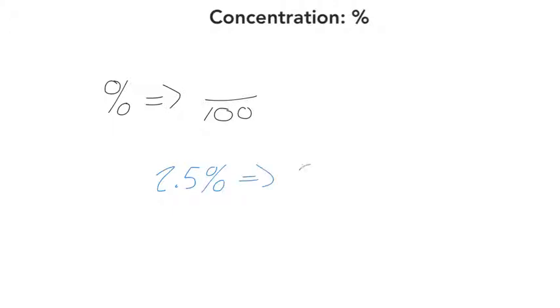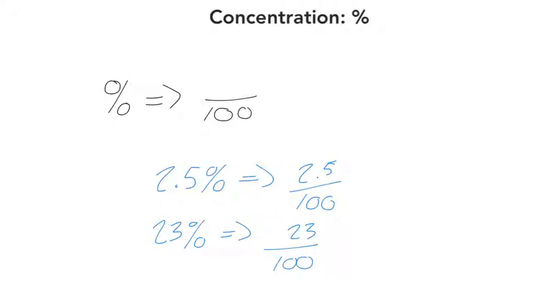Hi everyone, in this video we're going to be looking at concentration, but specifically percent concentration. Now, recap: whenever you have a percentage, it means it's a fraction out of 100. So for instance, 2.5% would translate as a fraction of 2.5 over 100. Same thing, 23% would mean 23 over 100.